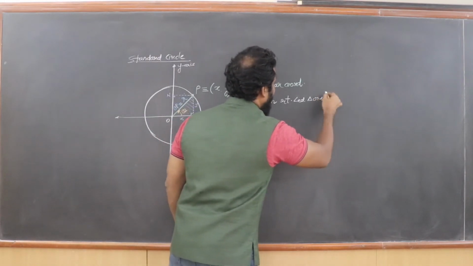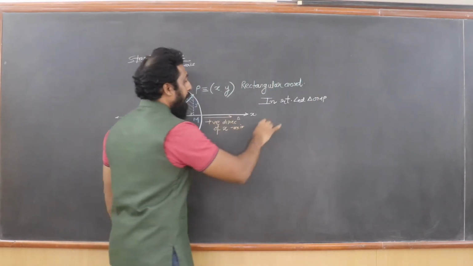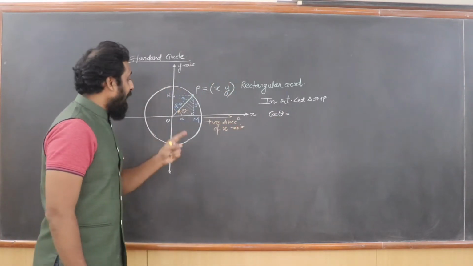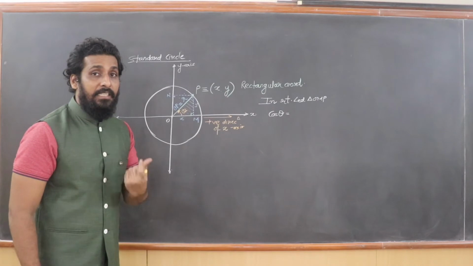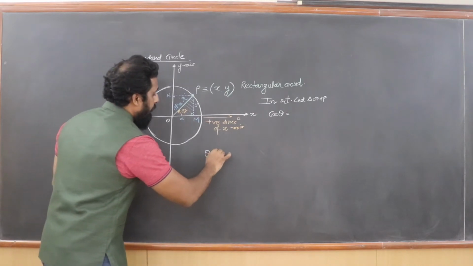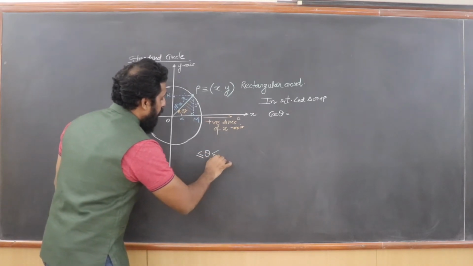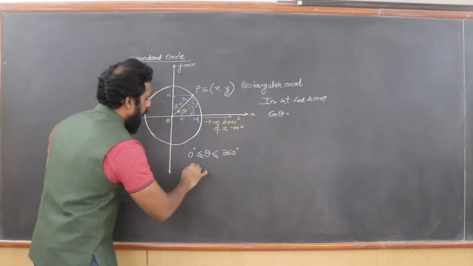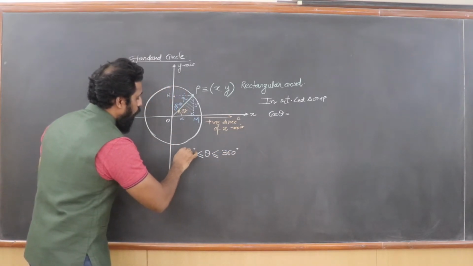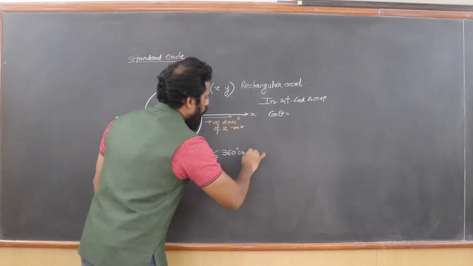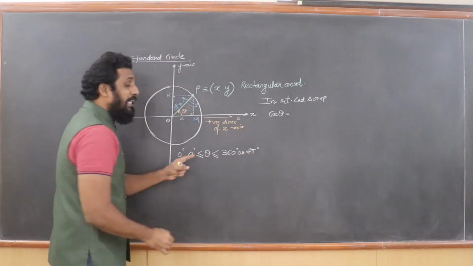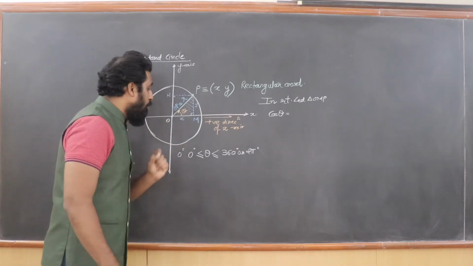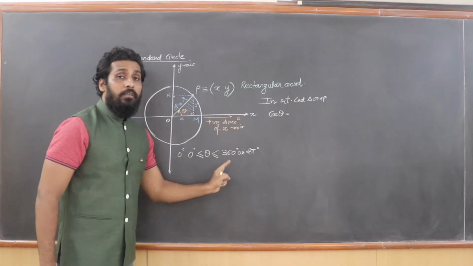So in right angled triangle OMP, if I ask you to write cos theta, now do you understand that theta is a variable, isn't it? Theta is a variable. Theta can keep on varying from 0 degrees to 360 degrees, or I can say 0 radians to 2 pi radians. So theta is a variable, isn't it? It can take any value lying between 0 degrees to 360 degrees.